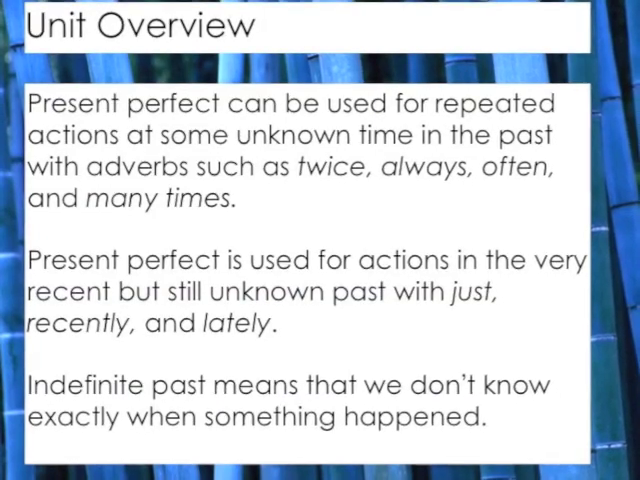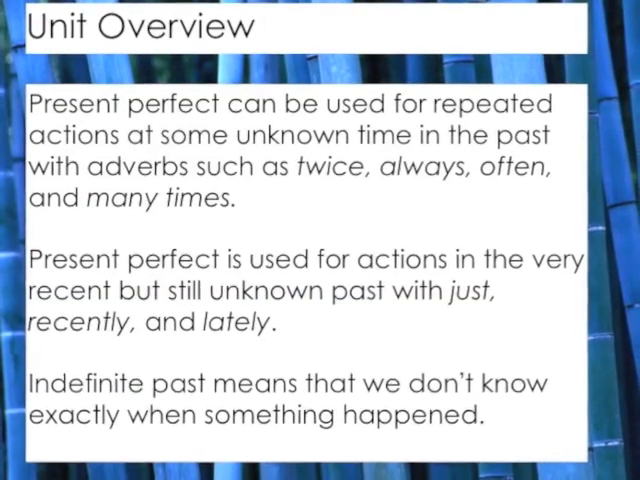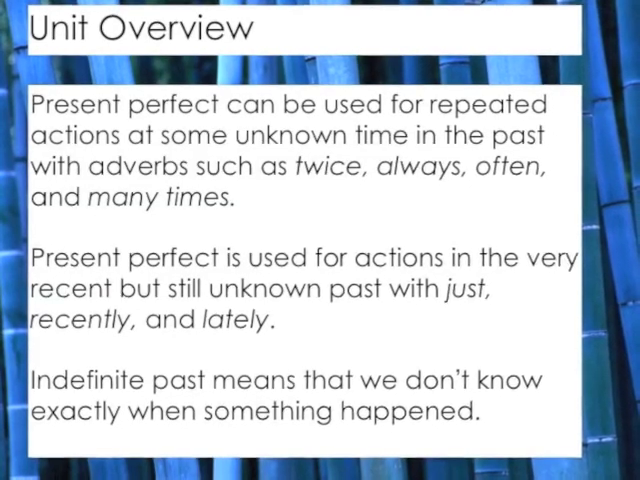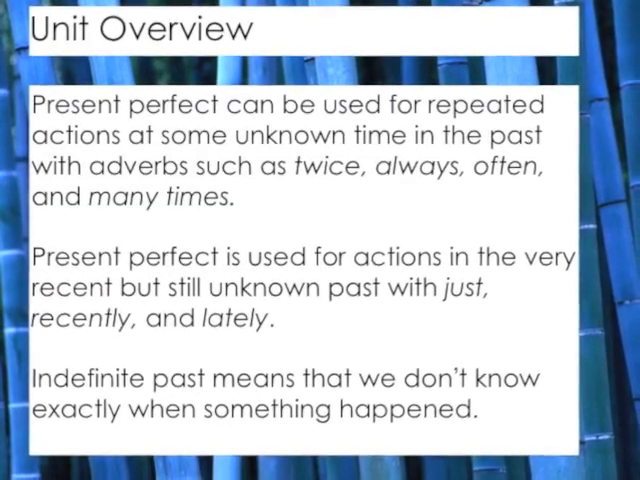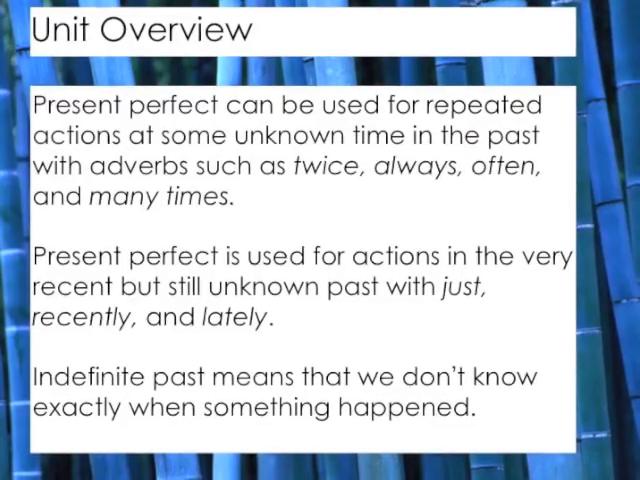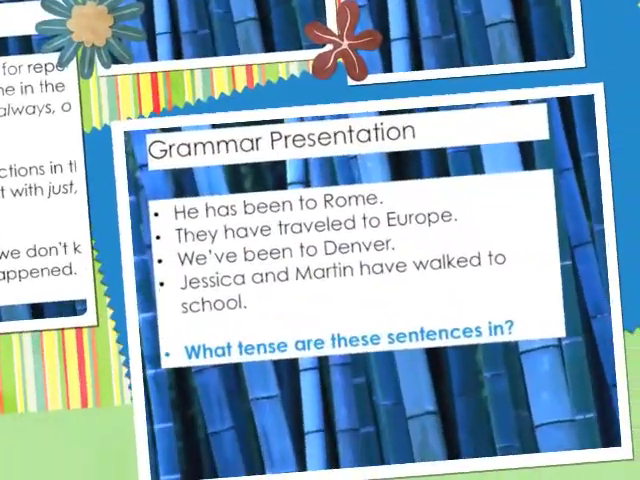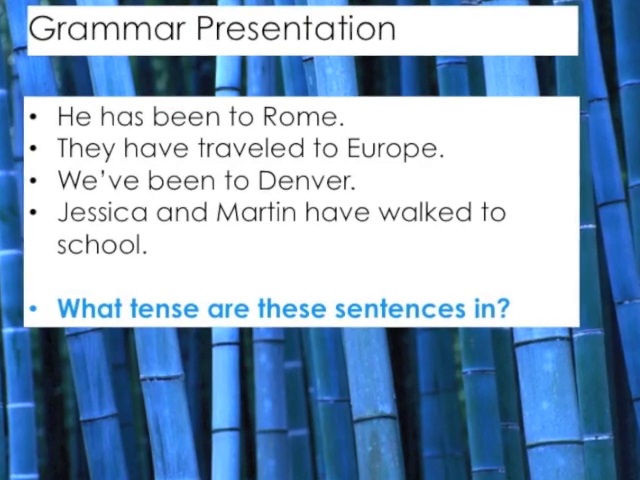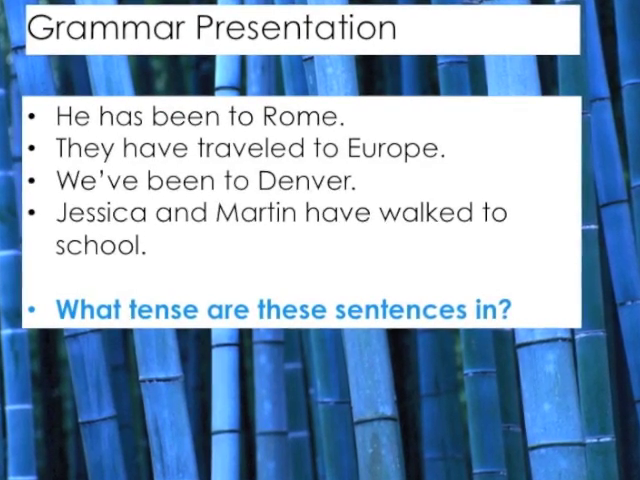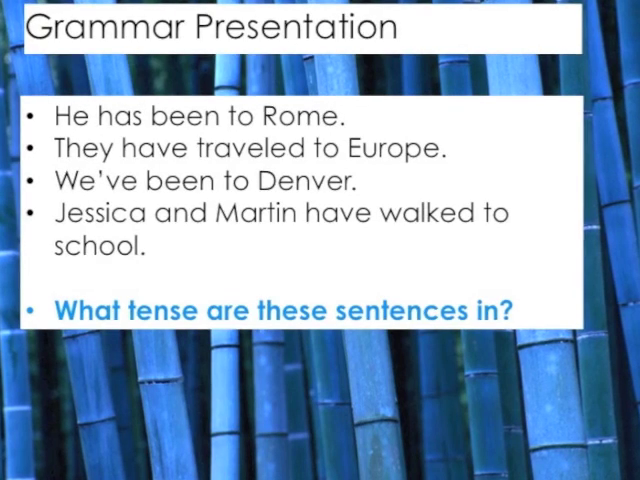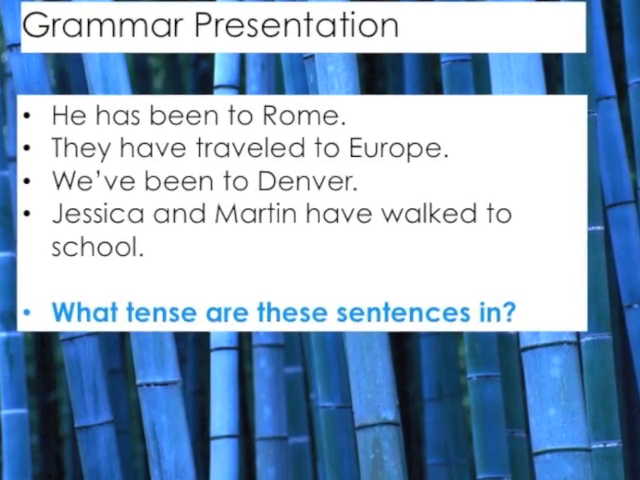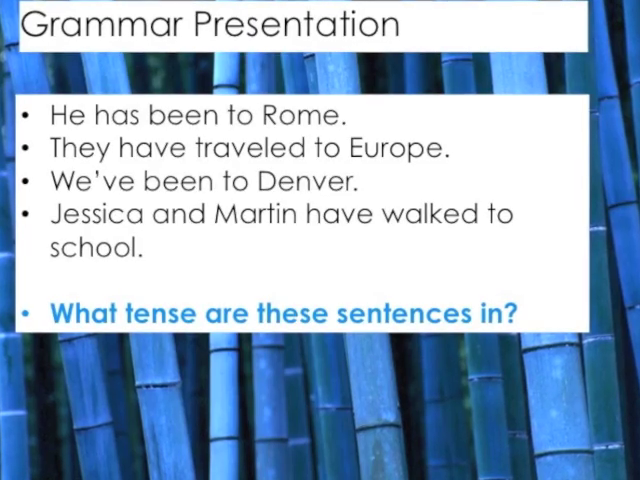Indefinite past all by itself means that we don't know exactly when something happened. So if something is indefinite, we don't know much about it. Let's go ahead and look at some examples. Here are some sentences. Go ahead and read them and figure out what tense they are in. Go ahead and pause so you have some more time to do that.